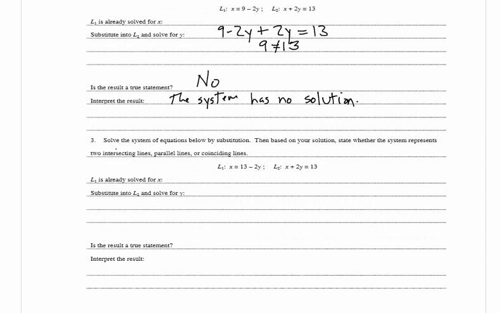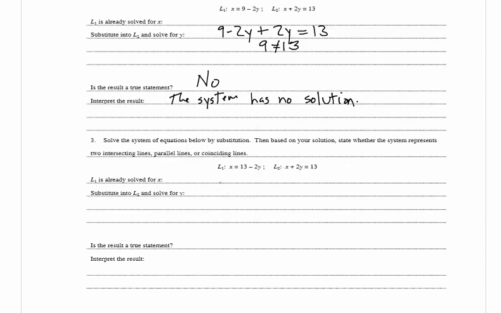In 3, it says solve the system of equations below by substitution. Then based on your solution, state whether the system represents two intersecting lines, parallel lines, or coinciding lines. And we have L1, x is equal to 13 minus 2y, and L2, x plus 2y is equal to 13. L1 is already solved for x, substitute into L2 and solve for y.